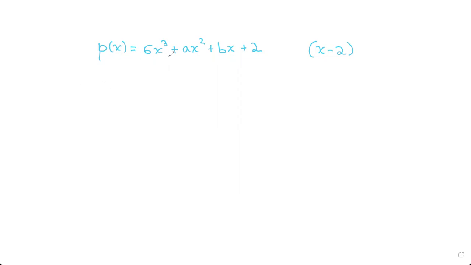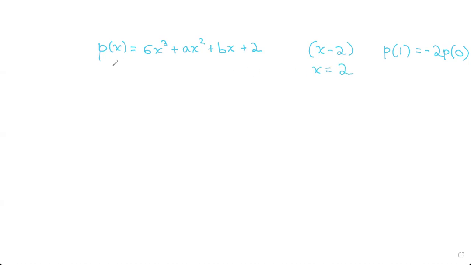So if we have this, p of x is 6x cubed plus ax squared plus bx plus 2. X minus 2 is a factor, and we also have another condition. P of 1 equals minus 2 p of 0. So p of 1 is minus 2 p of 0. We have to find the value of a and b. So if x minus 2 is a factor, we know that x equals 2.